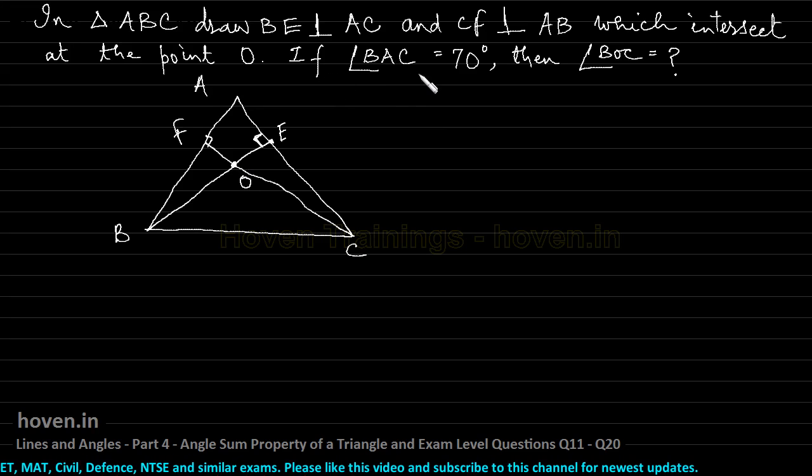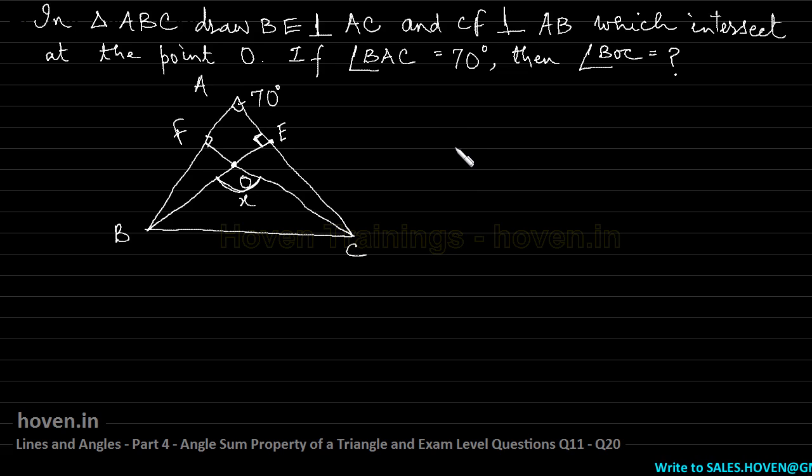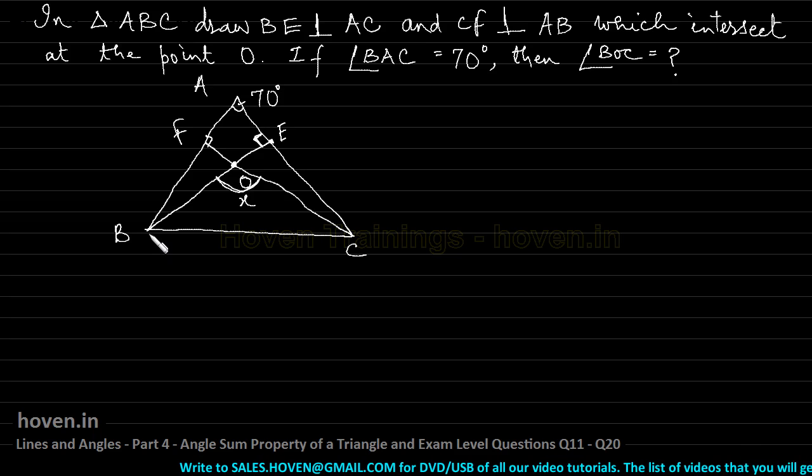If angle BAC is 70 degrees, then angle BOC is what? BOC. So this is the angle that we have to find out. Let us call it X. All these questions that I'm taking are from recent years' papers of various competitive exams. I have specifically selected the most complicated ones, but some solutions are definitely very simple. And this is one of the classic cases.